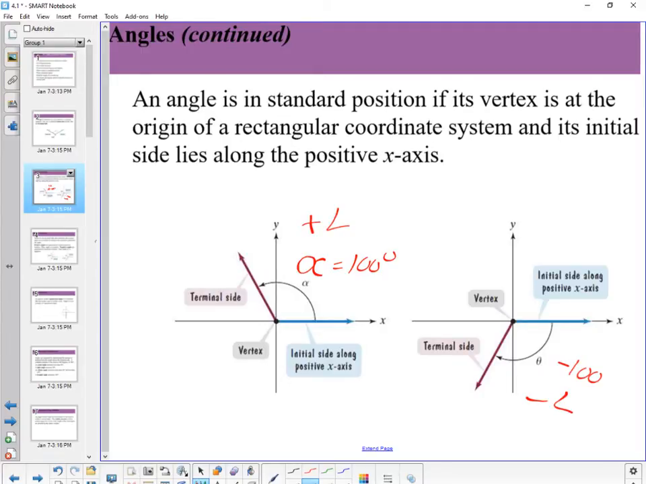Is 100 a good number for that as an estimate? Why? Because it goes past 90 and doesn't go farther than 180. Cool. I'm just checking with y'all.